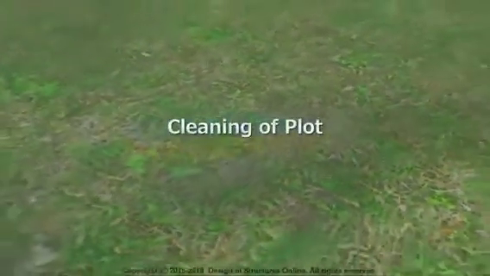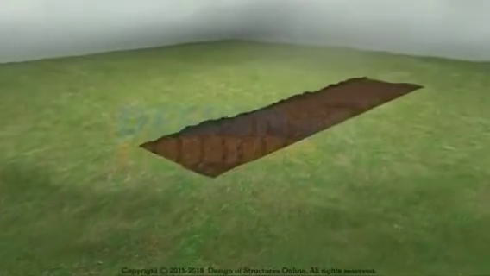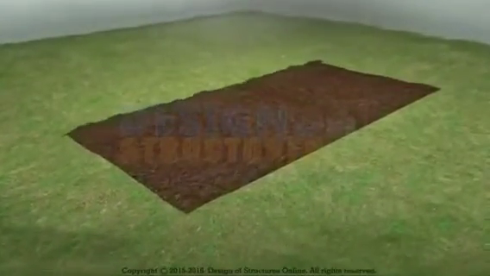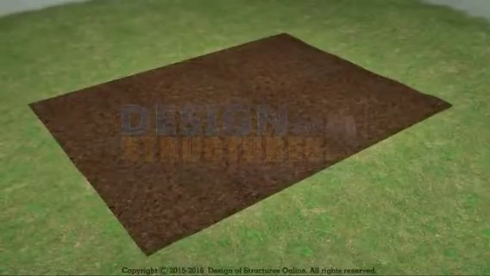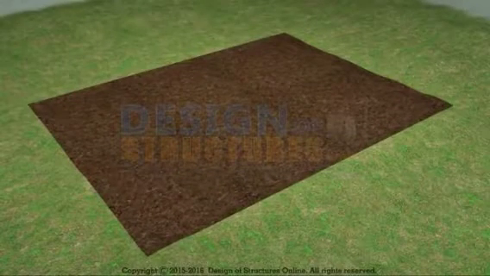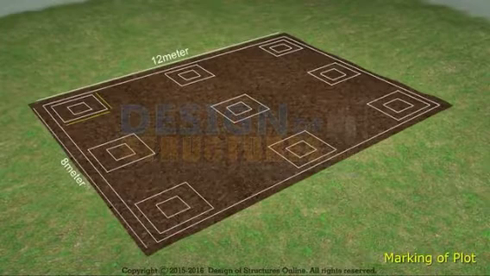Cleaning of plot. Site preparation consists of clearing away the trees from your building site. This involves the removal of trees, roots, and other vegetation from the building site. After cleaning the site plot, marking of plot should be done as per drawings.